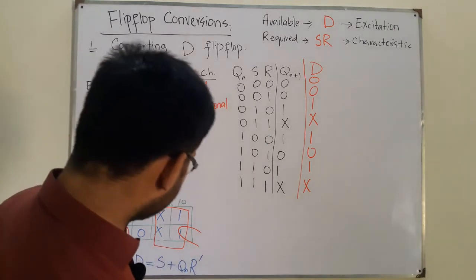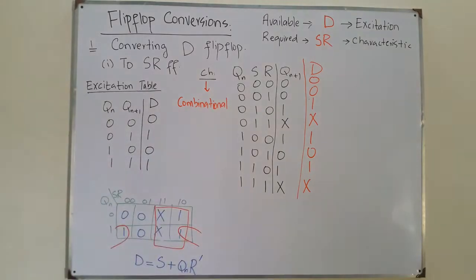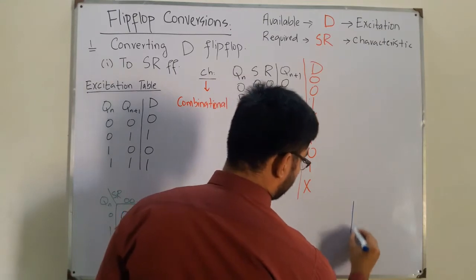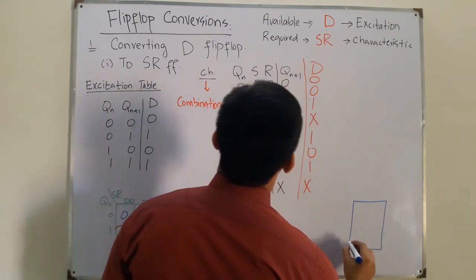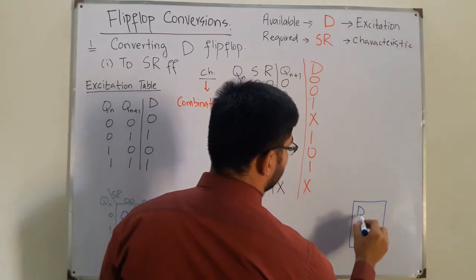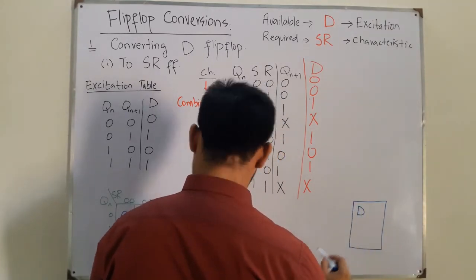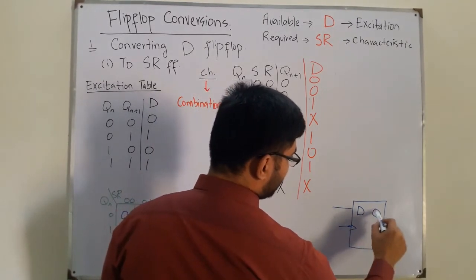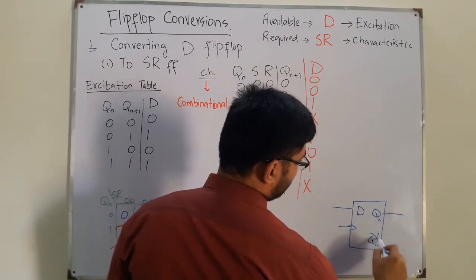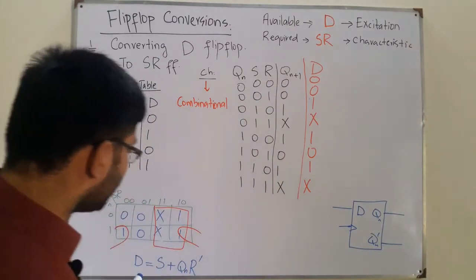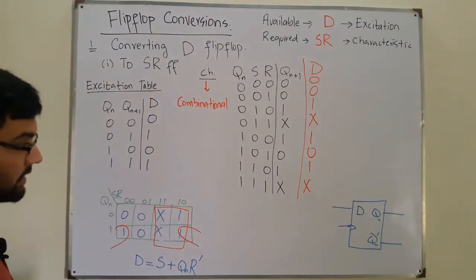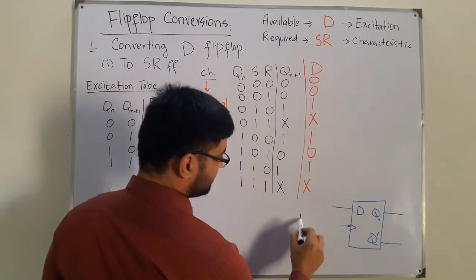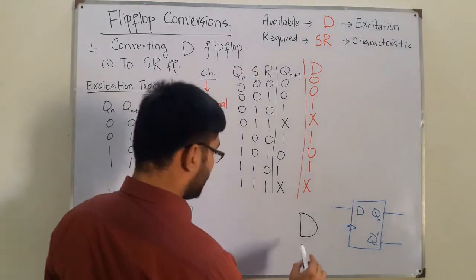So let's draw the circuit diagram. The available flip-flop is the D flip-flop. You have the clock pulse, the output Qn over here, and Qn complement over here. Now D is equal to S ORed with Qn times R complement. So you have an AND gate and an OR gate.